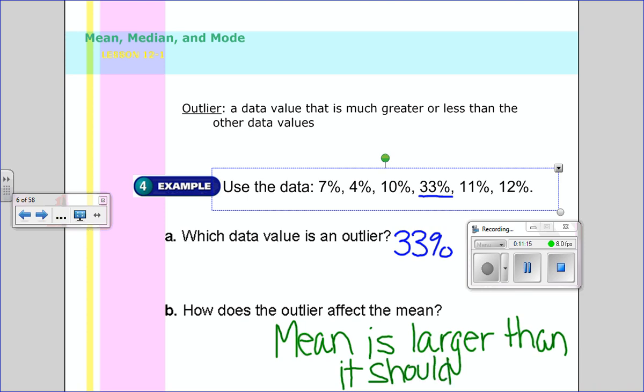All right, and just as with a really big number, if there was a number that was much smaller than the rest of the data, then it would make the mean smaller than what it should be in comparison to the data.